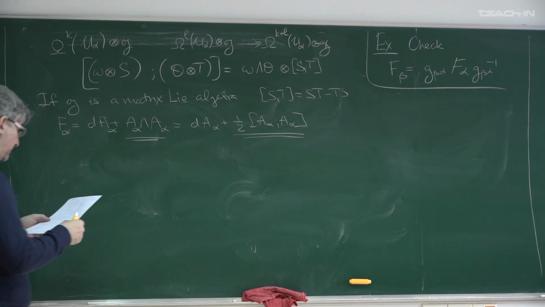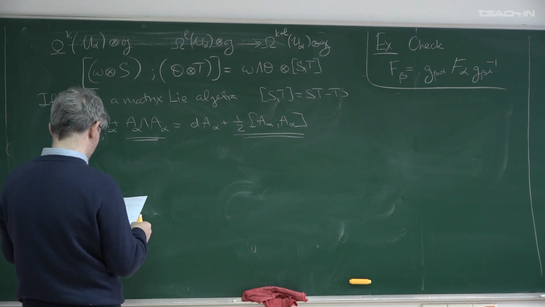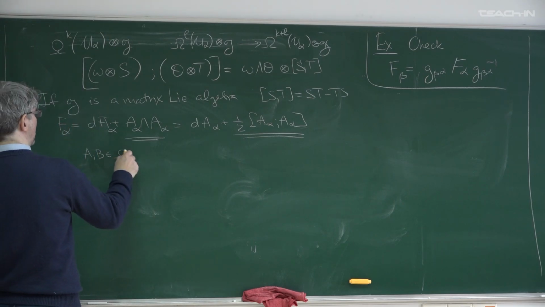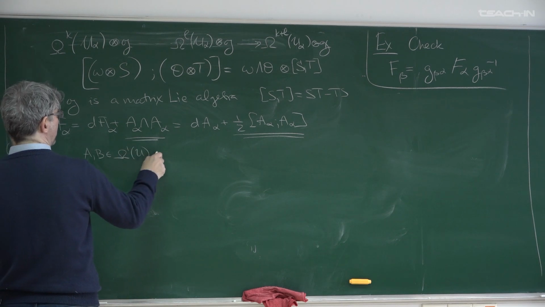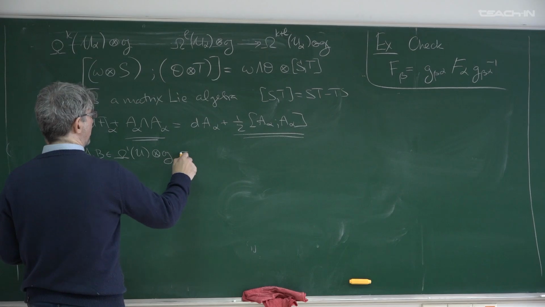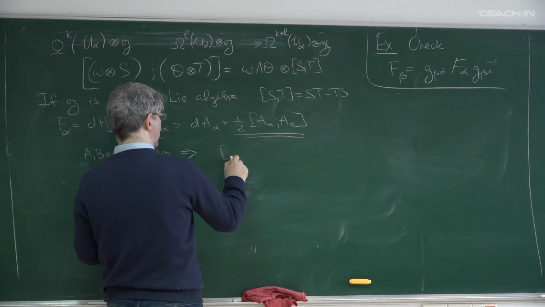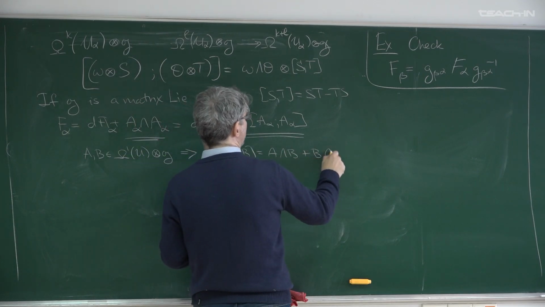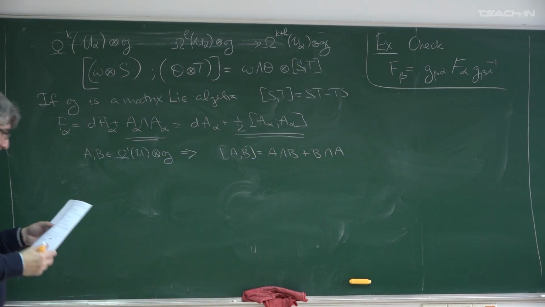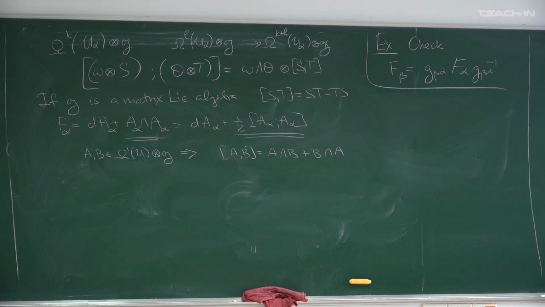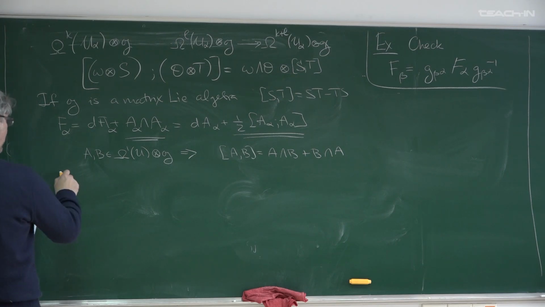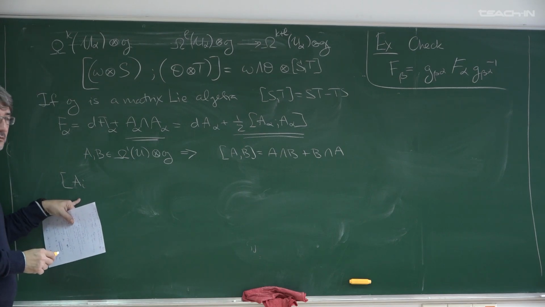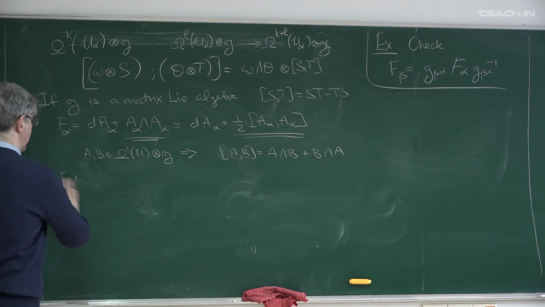Let me try to explain. If A and B belong to Omega 1 of U, then the commutator of A and B is equal to A wedge B plus B wedge A. This is the explanation. And now we try to understand why this happens. I will try to do it. So let me calculate. Okay, it's too small? Yes. Okay, sorry.